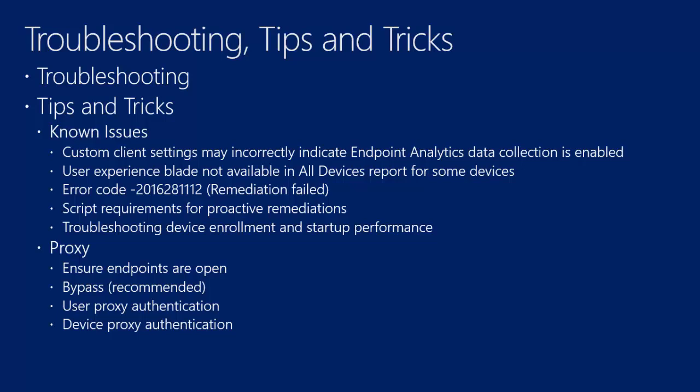And one of them is custom client settings may incorrectly indicate that Endpoint Analytics data collection is enabled. That can really happen just because of some of the ways that things get set whenever you upgrade to a setting. So when you enable Endpoint Analytics data upload in ConfigMgr, data collection is automatically enabled in the default client settings. If any pre-existing custom client settings include the computer agent group, they may appear to have the enable endpoint analytics data collection set to true, but it may not be true. And so you might want to just reset this or whatever, right?